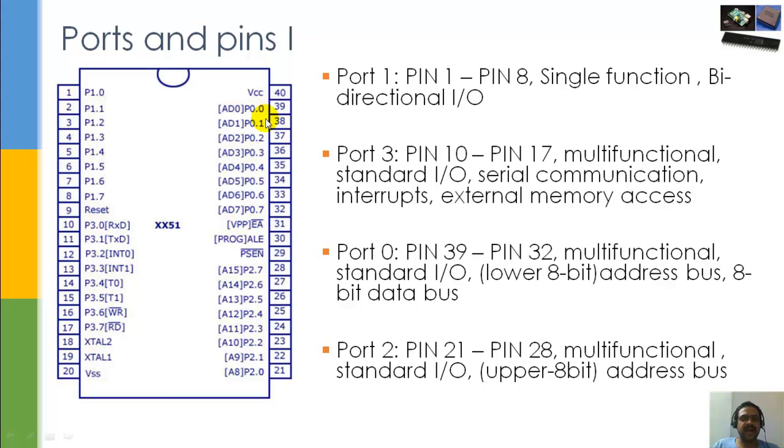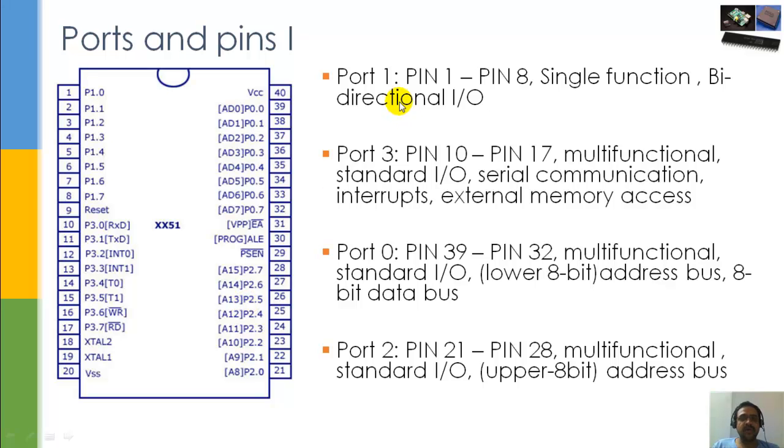Now port 2 is from pin 21 to pin 28, or 2.0 to 2.7. Again, this is an 8-bit port. Now this is again multifunctional in the sense it can be either used as a standard IO, or this can also be used for placing the upper byte of the 16-bit address. So this forms the lower byte of the 16-bit address, and this will form the upper byte of the 16-bit address. So this is how this works as a dual.